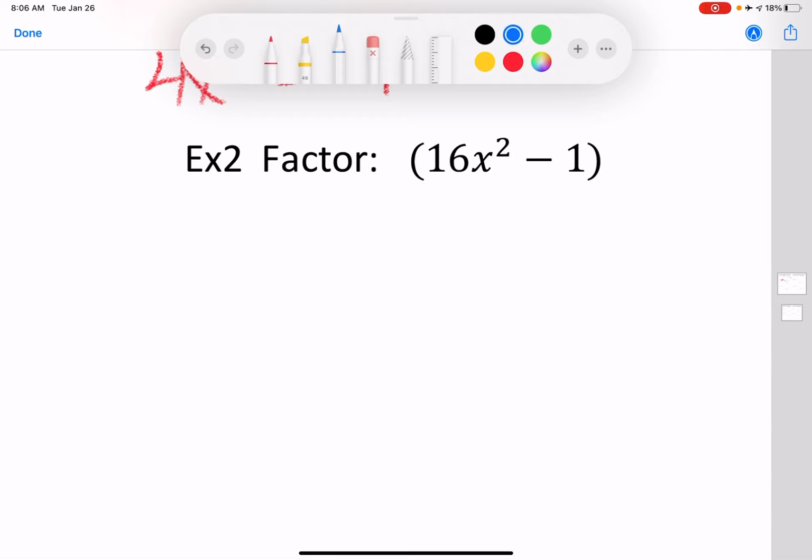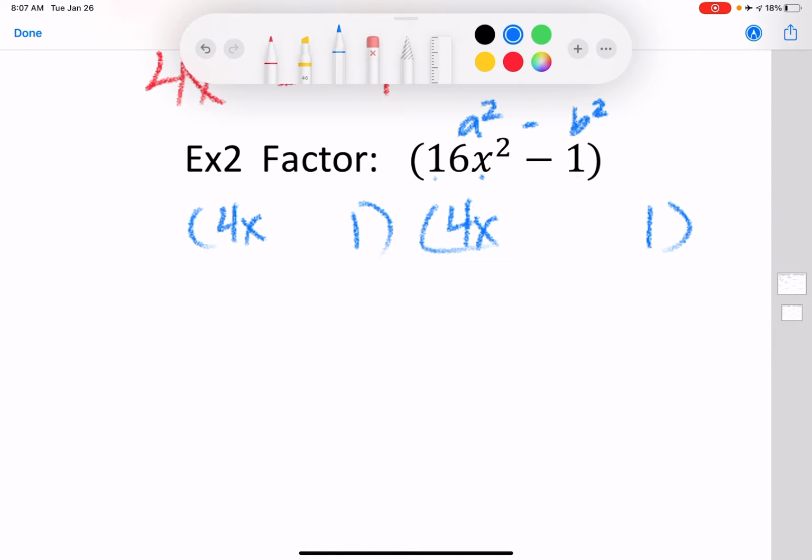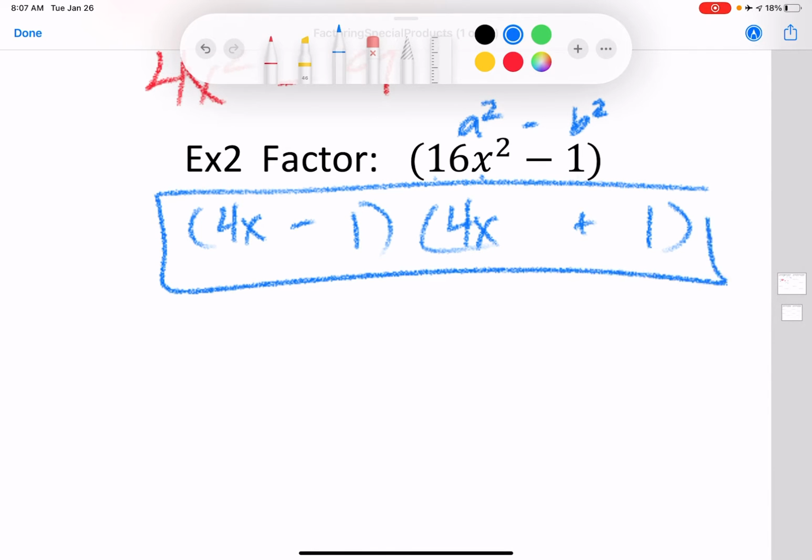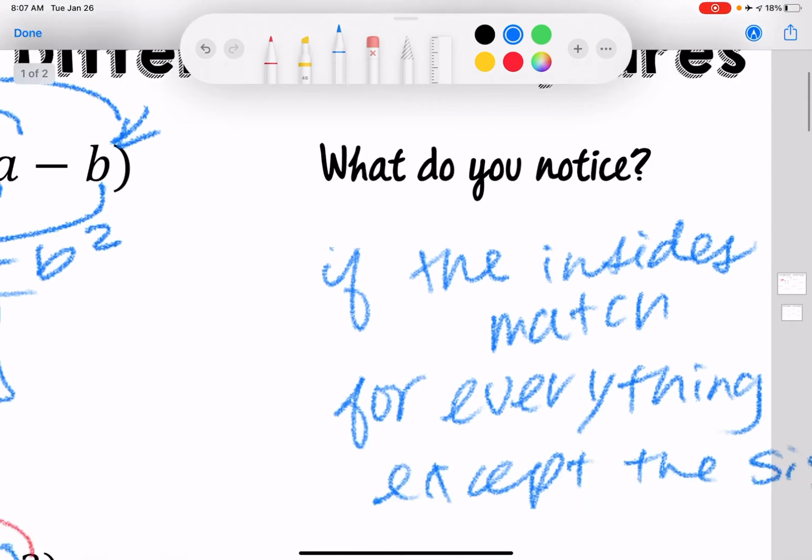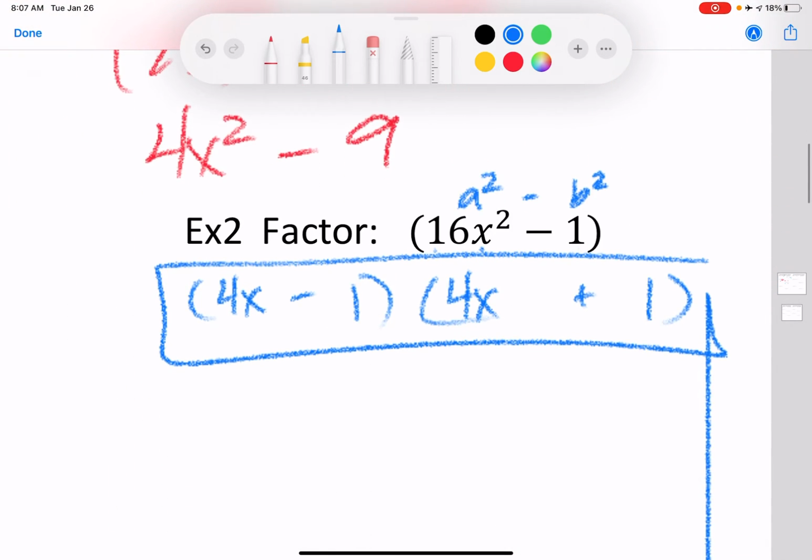All right, so if I see this, I see a perfect square being subtracted from a perfect square. So difference of squares, that's what that means. So I take the square root of each of these. 16x squared would be 4x. That would be the square root of it. And minus 1, the square root of 1 is just 1, and then opposite signs, and this would be your answer. If you're like, I don't know how to do that part.